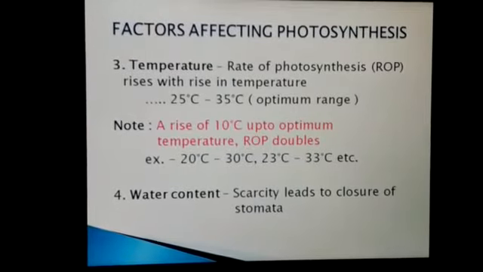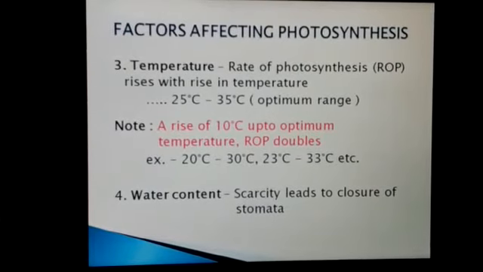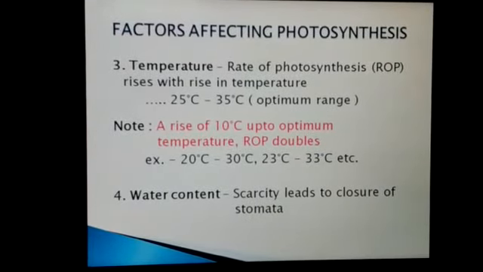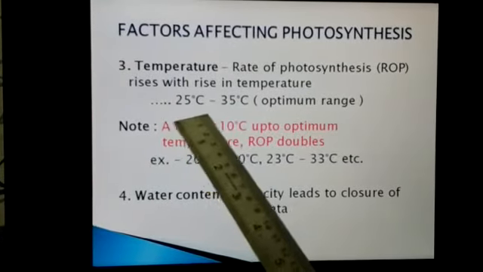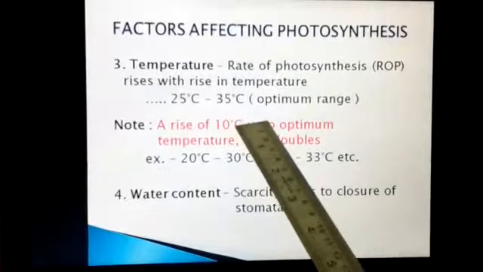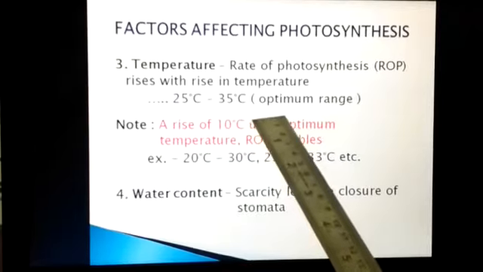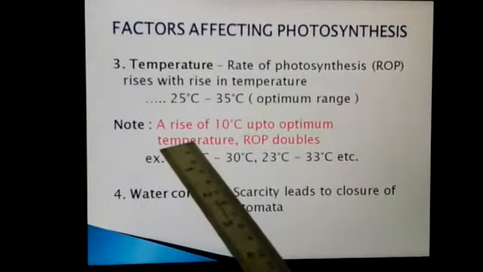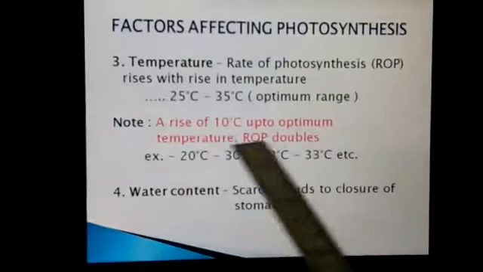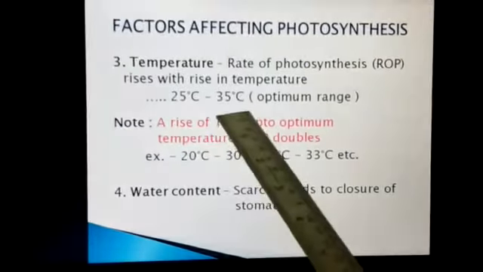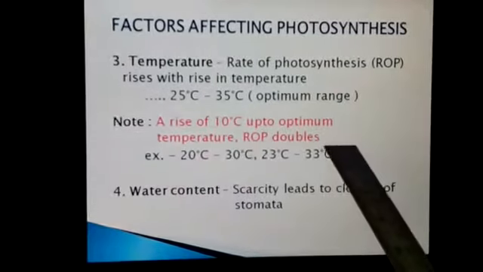We move to the next factor, temperature. The normal range of temperature at which living organisms function well, the body cells, enzymes, everything function well, is the optimum range 25 degrees centigrade to 35 degrees centigrade. Now again, temperature lower than 25 and higher than 35 degrees centigrade affects the rate of photosynthesis. It is seen a rise of 10 degrees C up to optimum temperature, that is within this range, if there is a jump of 10 degrees centigrade, rate of photosynthesis doubles.